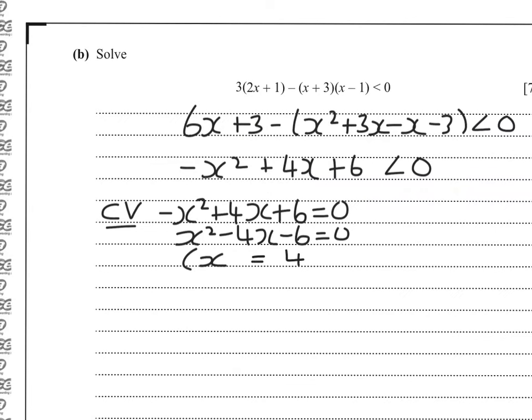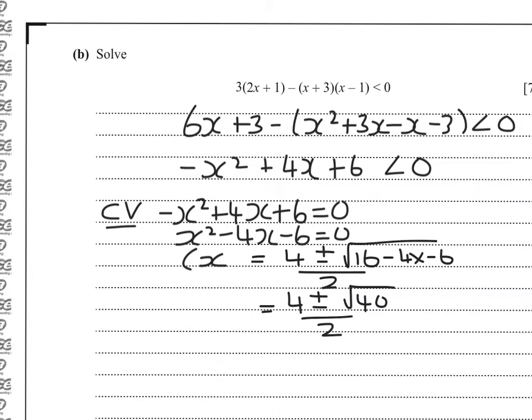x equals minus b plus or minus the square root of b squared minus 4ac all over 2a, which gives me 4 plus or minus the square root of 16 plus 24, which is root 40 divided by 2. So that's 4 plus or minus root 40, and 40 is 4 times 10, and the square root of 4 is 2, so 2 root 10 over 2, which gives me 2 plus or minus root 10.